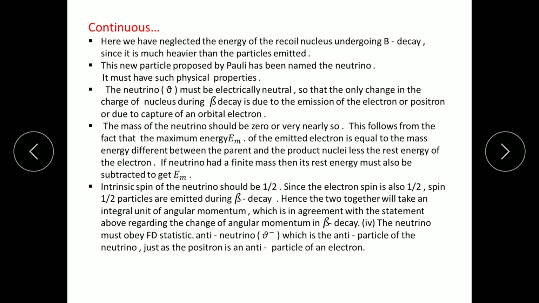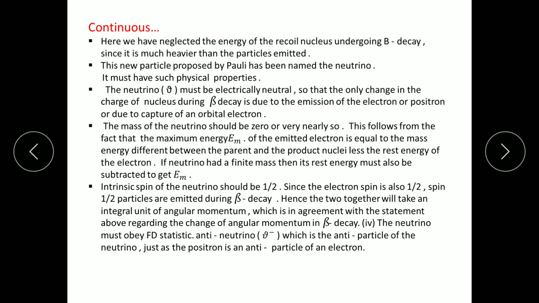First, the neutrino must be electrically neutral, so that the only change in the charge of the nucleus during beta decay is due to the emission of an electron or positron, or due to capture of an electron. Means the neutrino should be electrically neutral, because the only change of charge during nuclear beta decay is from the emission of the electron and positron. There should be no change due to the neutrino. That's why the neutrino is electrically neutral.